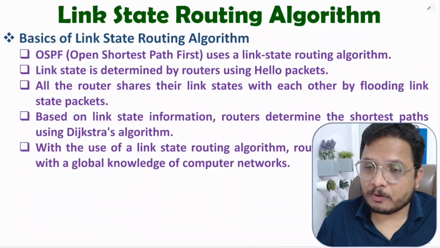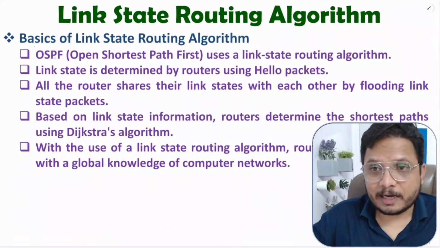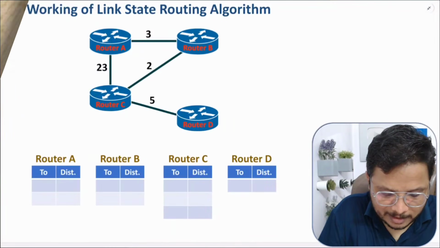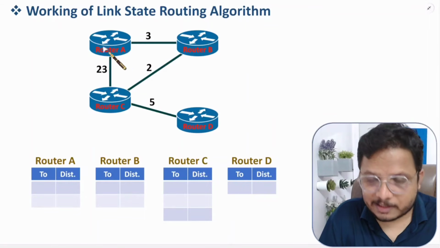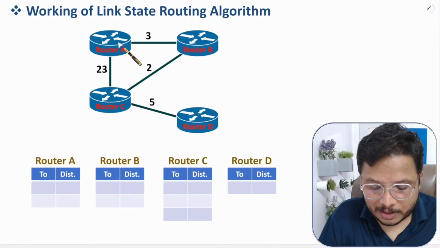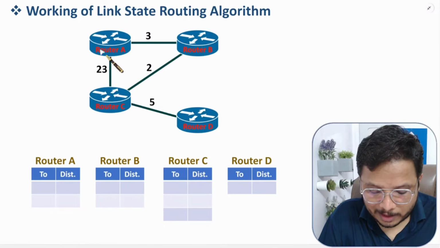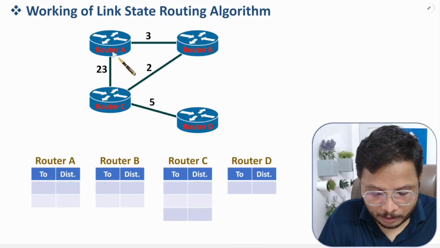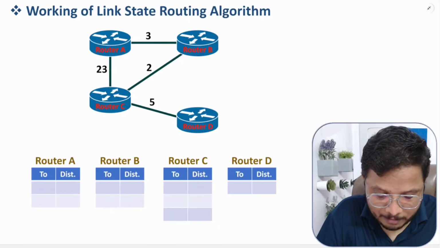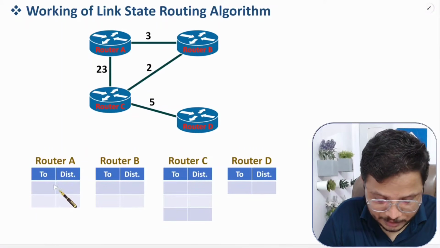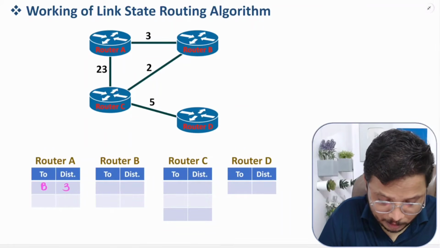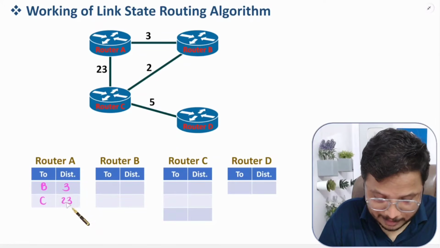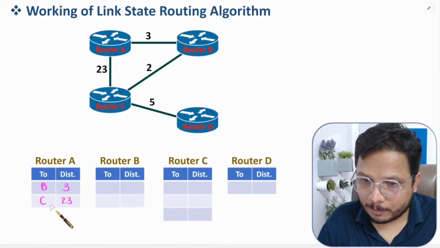Now I'm going to explain the working of this link state routing algorithm. To understand the working, as I have told you, all the routers will first identify their link state, and that is done with the use of hello packets. Router A will send hello packets to B and to C, and based on acknowledgement, it will identify distance. From router A to B, distance is 3, and from router A to C, distance is 23. That determination happens via hello packets.